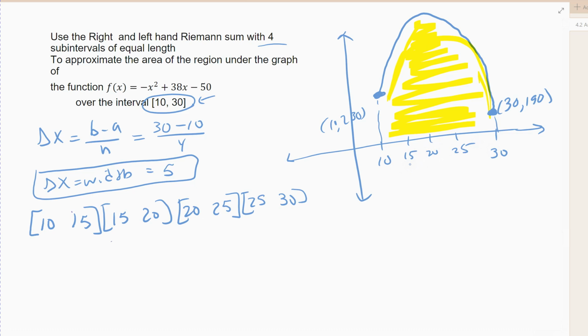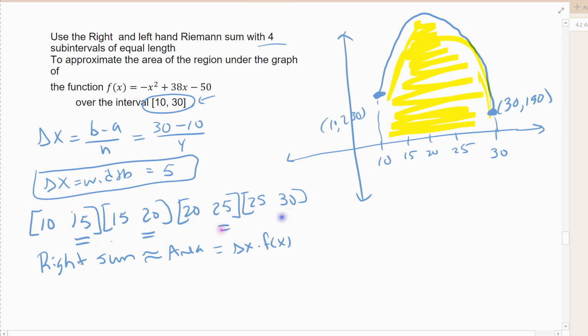So again, I'll start with the right, because I just prefer to start with the right, what's called the right-hand sum, in order to approximate my area. The area is the change in x times f of x for all of my rectangles. Change in x is 5, and then I find the height using my right endpoint. So my right endpoints would be 15, 20, 25, and 30.